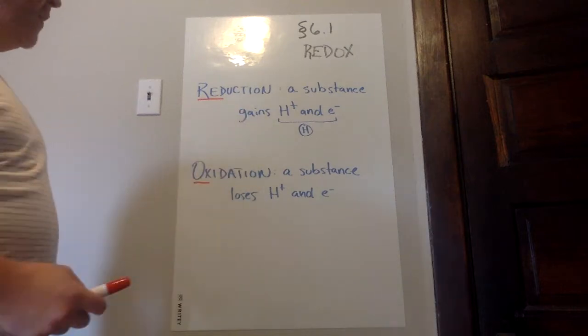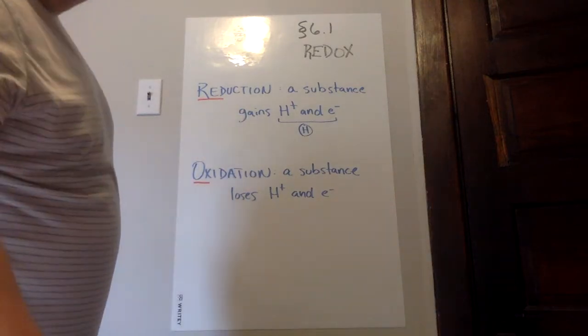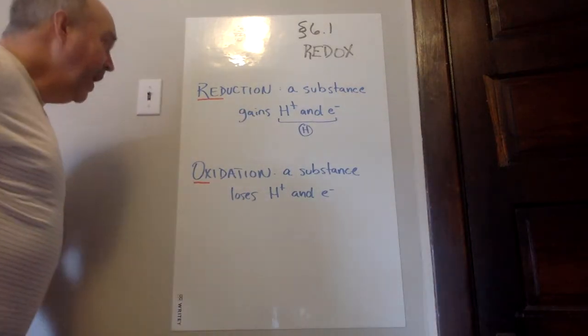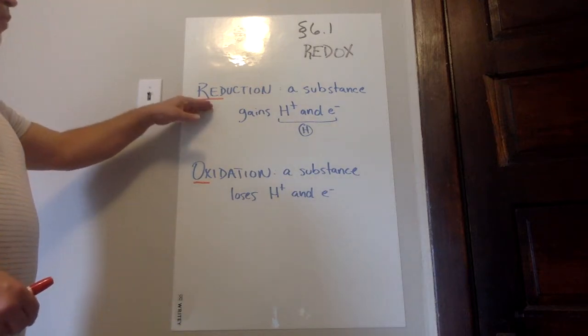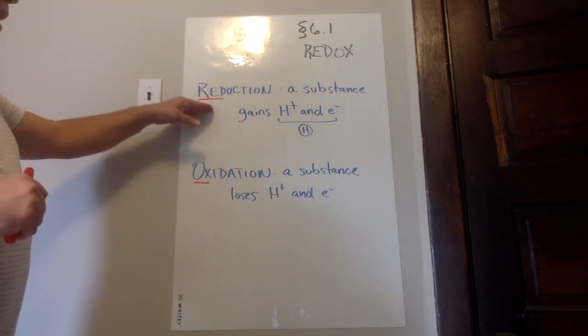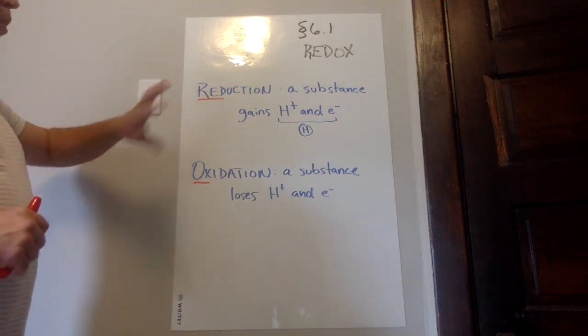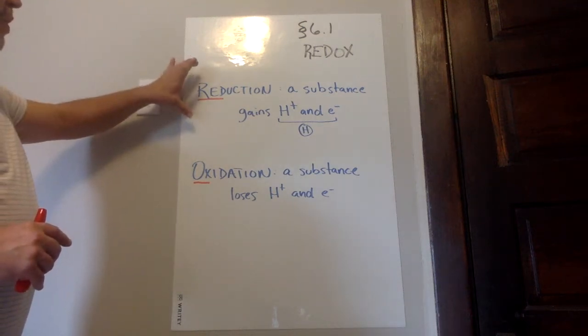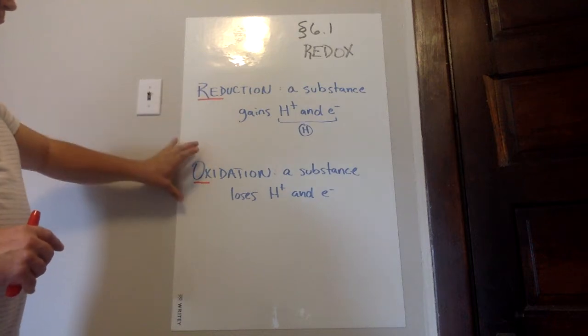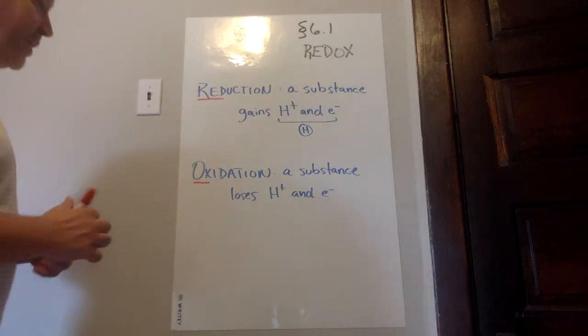Now sometimes this can be a little confusing because we just said reduction was gaining something. Well, there's also another definition involving these two, and it revolves around oxygen. And if something loses oxygen, it is reduced. Usually if you're losing oxygen, it's at the same time you're gaining hydrogen ions and electrons. So you don't need to worry about the oxygen. Just need to know the reduction is the gain and oxidation is the loss.